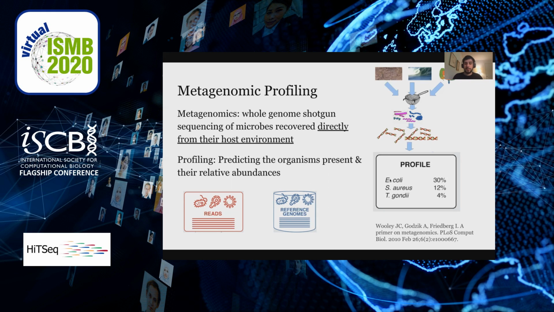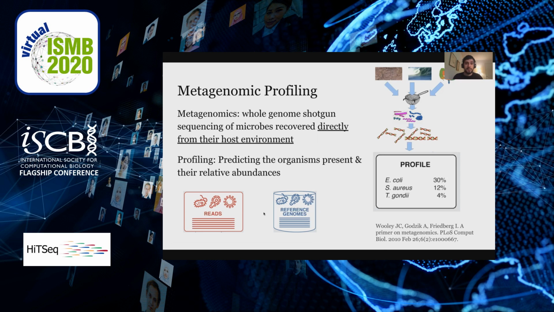So outputting something like E. coli is 30% of the sample, S. aureus is 12% of the sample, and so on. And usually this is done with a reference database. So you have some reference genomes, known microbial genomes, and you have your sequencing reads. And the simplest thing you can think of doing is aligning these reads to the reference genomes.